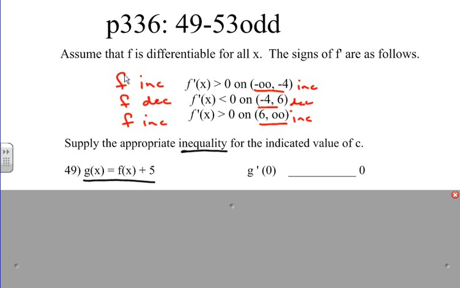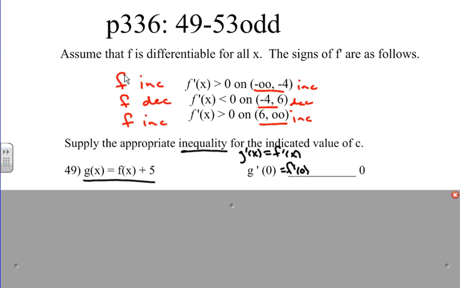Well, to figure this out, we want g prime of 0. In order to figure out g prime, we probably want to find out what g prime of x is first. Since g of x is f of x plus 5, g prime should equal f prime of x, and then the derivative of 5 is 0, so g prime of x equals f prime of x. Now we plug 0 into here, so g prime of 0 is equal to f prime of 0.